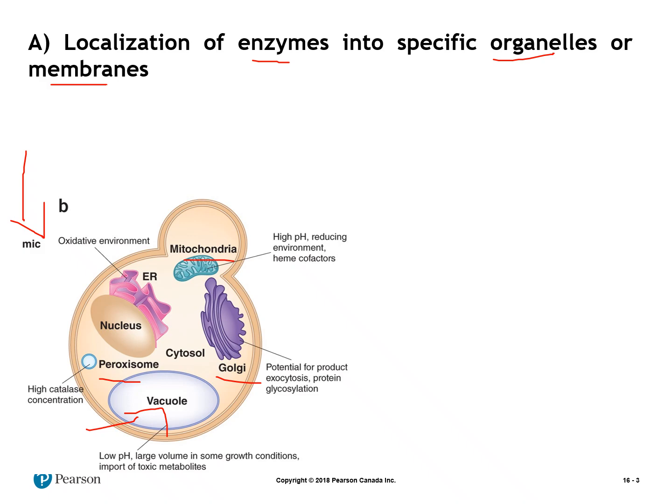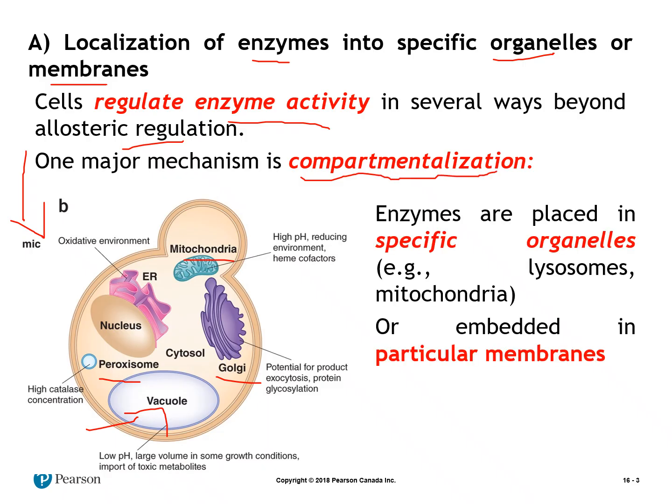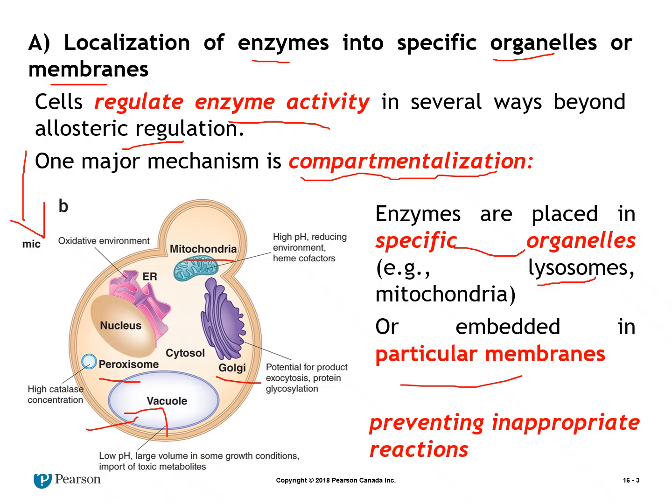So I just told you that one reliable way in which cells regulate enzyme activity beyond allosteric regulation is to create compartments, the process of compartmentalization. I showed you that enzymes are placed into specific organelles, and I talked about peroxisomes and the mitochondria. Here there are other ones like lysosomes, and also particular membranes. And why is this important? Because it prevents inappropriate reactions from taking place. For example, I showed you that if the peroxisome releases all its enzymes, it will cause cell death.